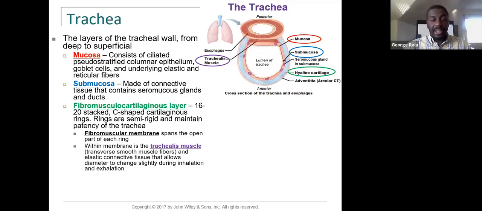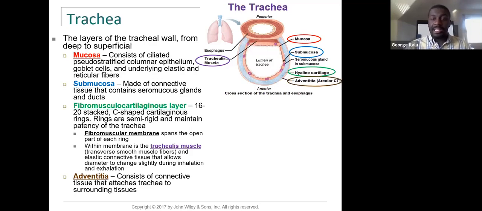And then the outermost, or most superficial, layer of the trachea is the adventitia. The adventitia is just a region of connective tissue, and it holds the trachea in place. It attaches to any surrounding tissues to just kind of hold it in place.